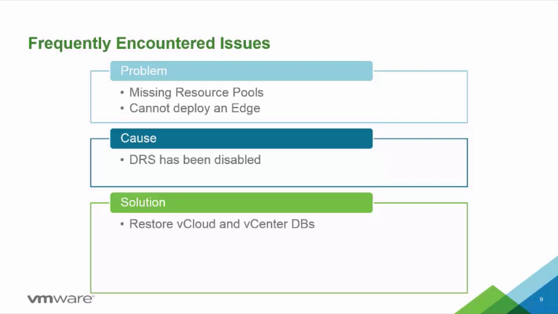As it functions, vCloud takes in information from vCenter and stores it in what are called the inventory tables. So the inventory tables would be the information that vCloud has about vCenter at this current point in time. When we restore the vCenter and vCloud databases, if those are out of sync in any way, we're going to have resource pools that don't exist in one but do in the other.